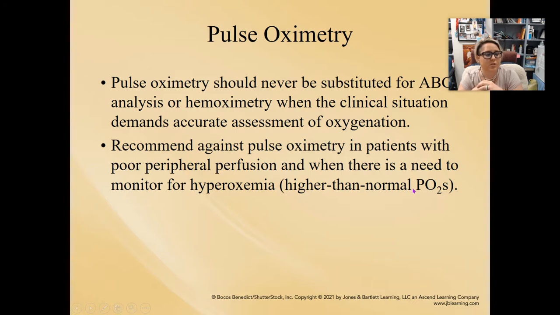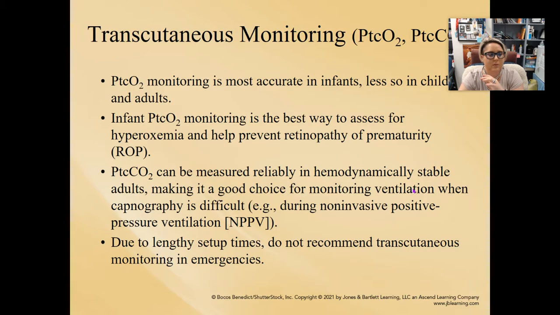So pulse ox should never be substituted for an ABG analysis or hemo-oximetry when the clinical situation demands accurate assessment of oxygenation. You need to recommend against pulse ox in patients with poor peripheral perfusion and when there is a need to monitor for hyperoxemia, so higher than normal PO2s.